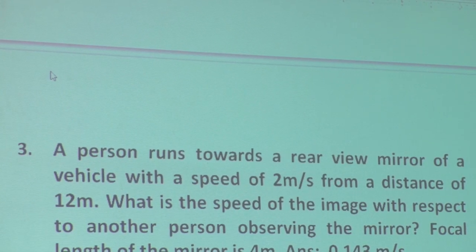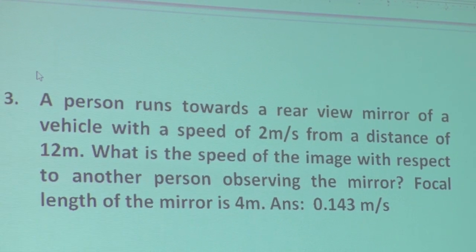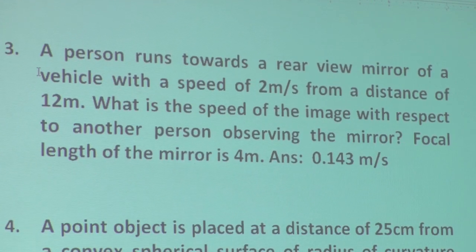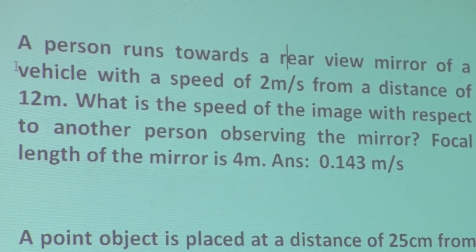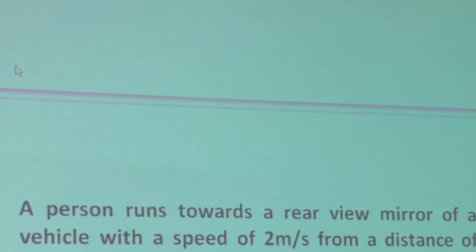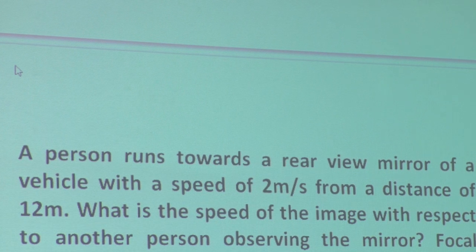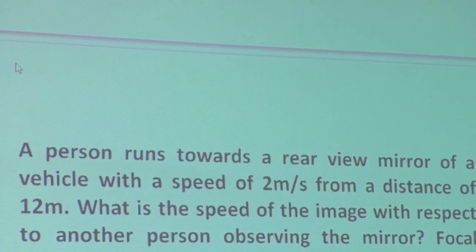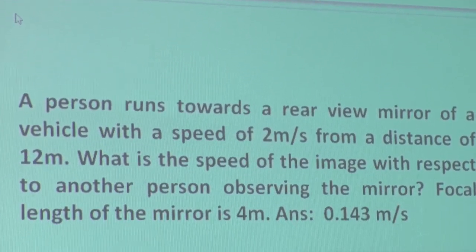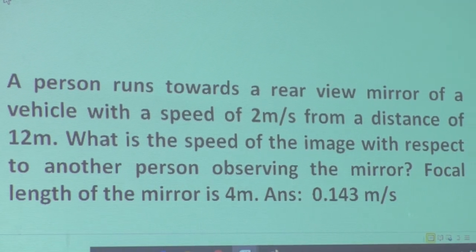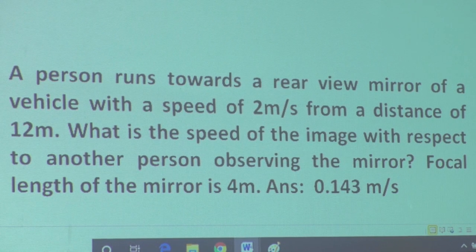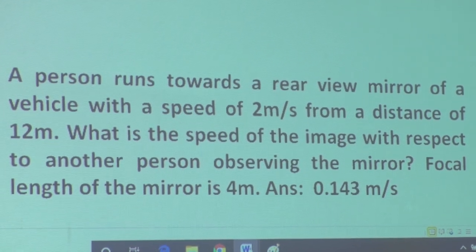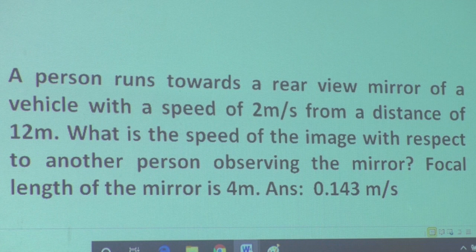Now, how to solve this one? A person runs towards a rear view mirror. You know which is rear view mirror? It is a convex mirror of a vehicle. A person runs with a speed of 2 meters per second from a distance of 12 meters. So you are at a distance of 12 meters from the rear view mirror of a car, say.